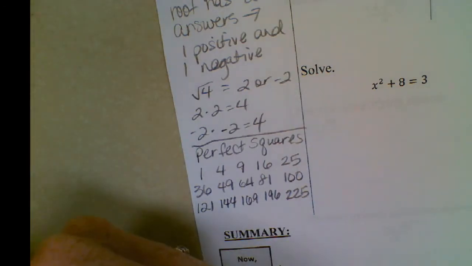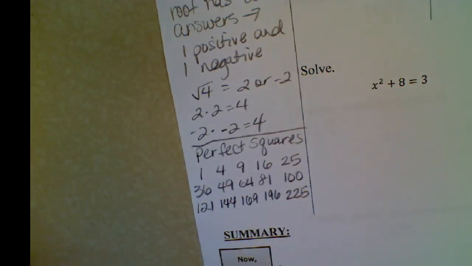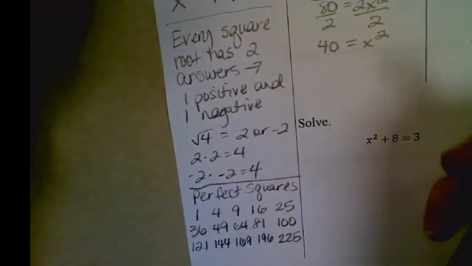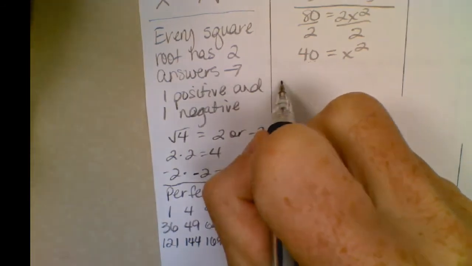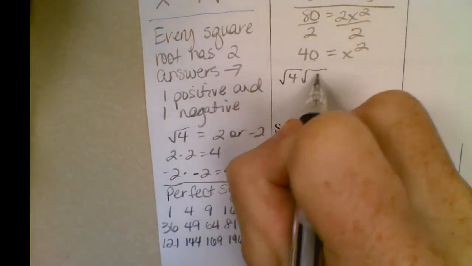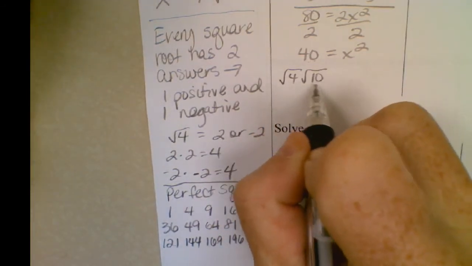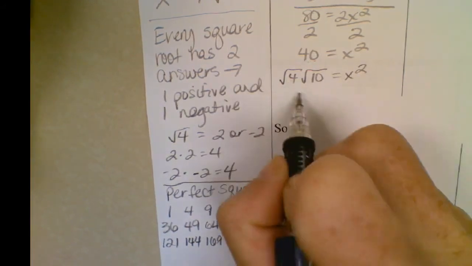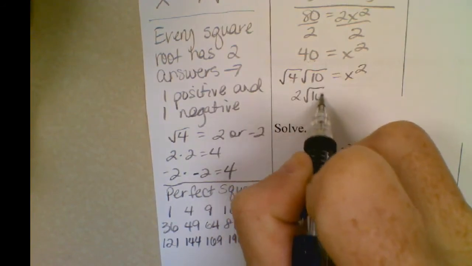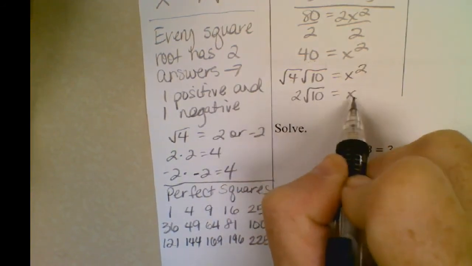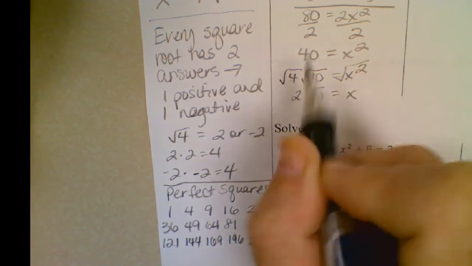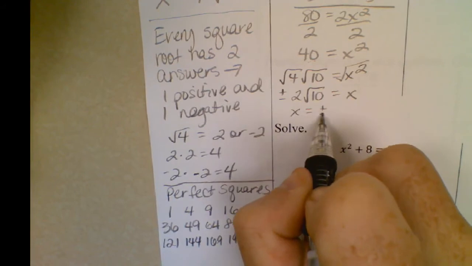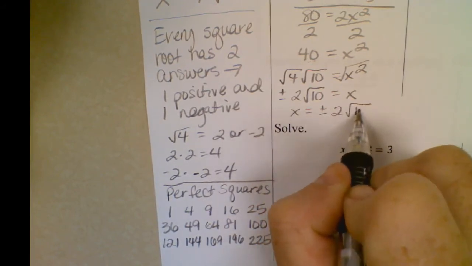So now let's go back to our 40. And what is a number that could come out of 40 that's on our perfect square list? Well, 40 is 4 times 10, so that's the square root of 4 and the square root of 10. 10 is not a perfect square. It doesn't have any perfect squares that you can take out of it. So now that 4 is going to simplify to 2 square roots of 10 equals x, and we're going to do plus or minus. So if you want to turn that around because you're used to seeing the x on the left-hand side, that's fine, 2 square roots of 10.